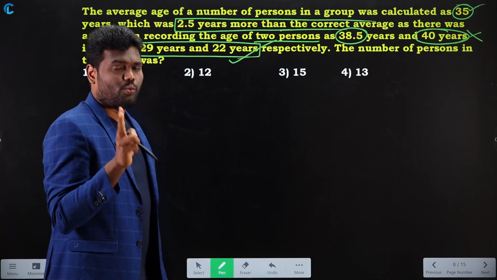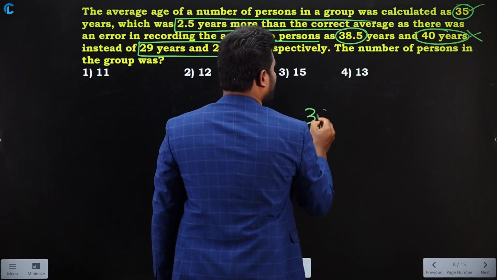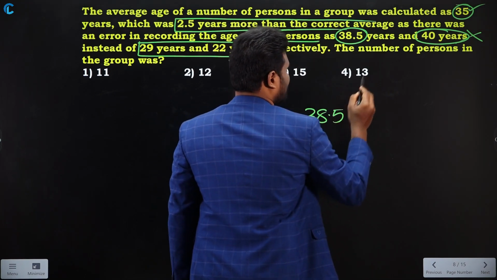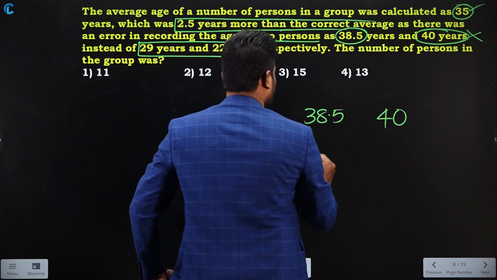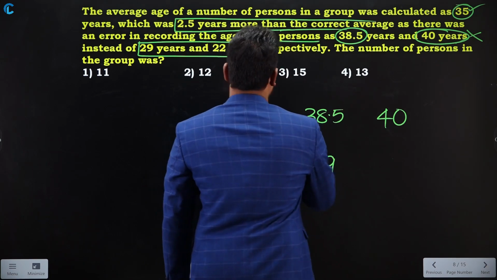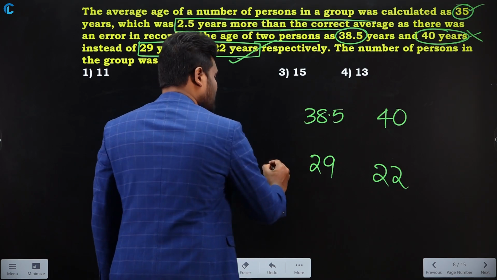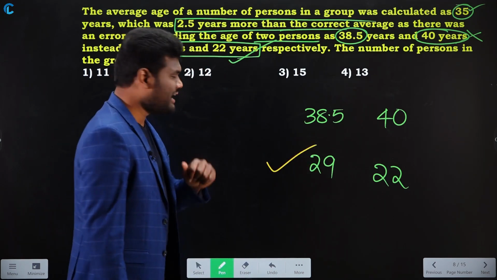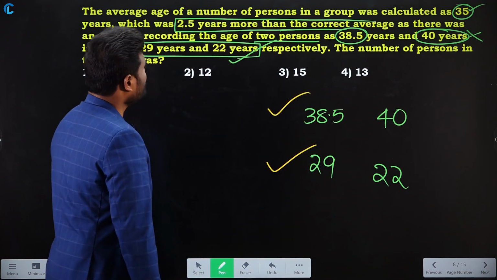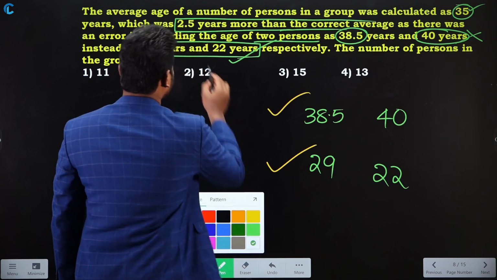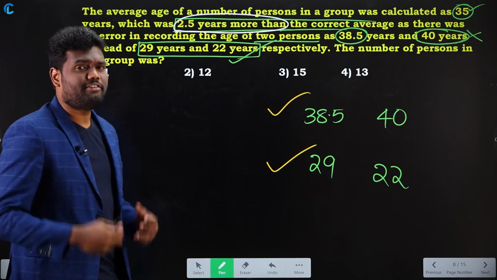But two numbers were taken wrongly. What are those two numbers? One is 38.5 and the other is 40. But what are the correct values? The correct values are 29 and 22, but they were wrongly entered as 38.5 and 40. Due to this, what happened? The question says the average increased by 2.5 years.